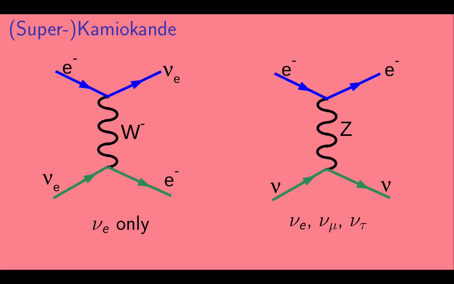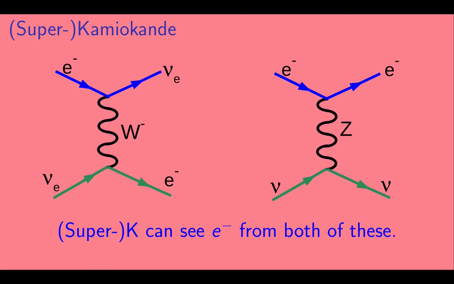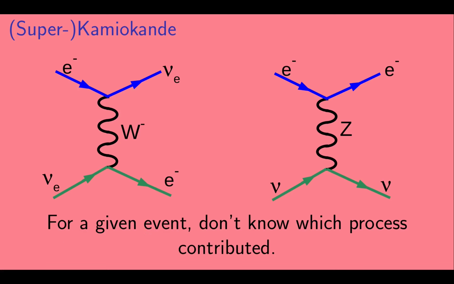Okay, let's look at those two diagrams again. Through the first process, you can only detect electron-flavored neutrinos. Through the second, you can detect any flavor of neutrino. Kamiokande and Super-K can see the resulting electrons from both of these processes. But for a given interaction, you don't know which process contributed.